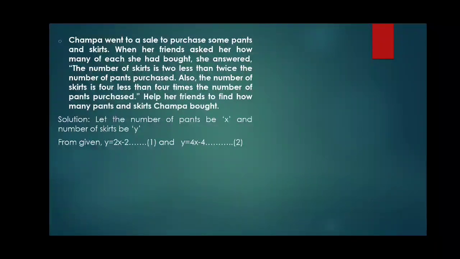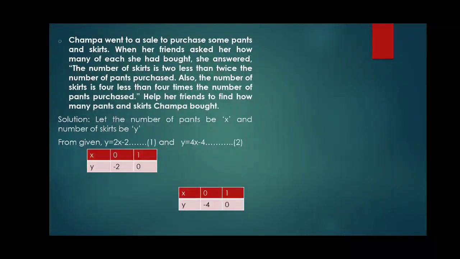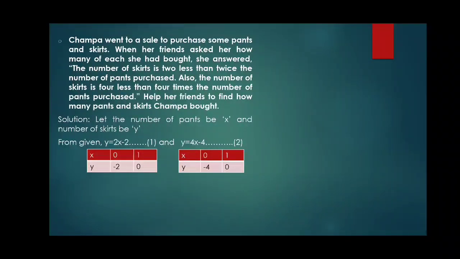Since they are already arranged in terms of x, so we get the value of y, we can directly determine the points. For the first equation, that is y is equal to 2x minus 2, when x is equal to 0, 2 zeros are 0, y is equal to minus 2, and when x is equal to 1, 2 into 1 is 2, 2 minus 2 is 0, y is equal to 0. These are the 2 points for our first equation. And for the second equation, when x is equal to 0, 4 zeros is 0, the remaining term is minus 4, y is equal to minus 4. And when x is equal to 1, 4 ones are 4, 4 minus 4 is 0, y is equal to 0. These are the 2 points for the second equation.